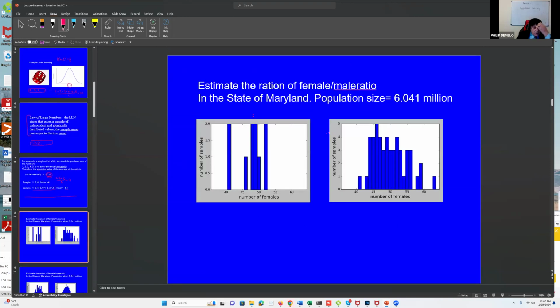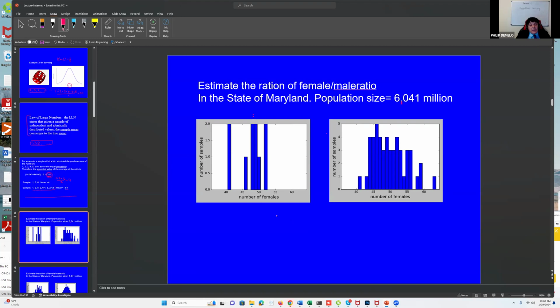Now, what we do, and I discussed a little in the previous lecture, when we spoke about how to find out percentage-wise the number of females to the number of males living in the state of Maryland. The state of Maryland has a population of 6.041, so we have 6,041,000 people living in the state of Maryland. So almost 6 million approximately.